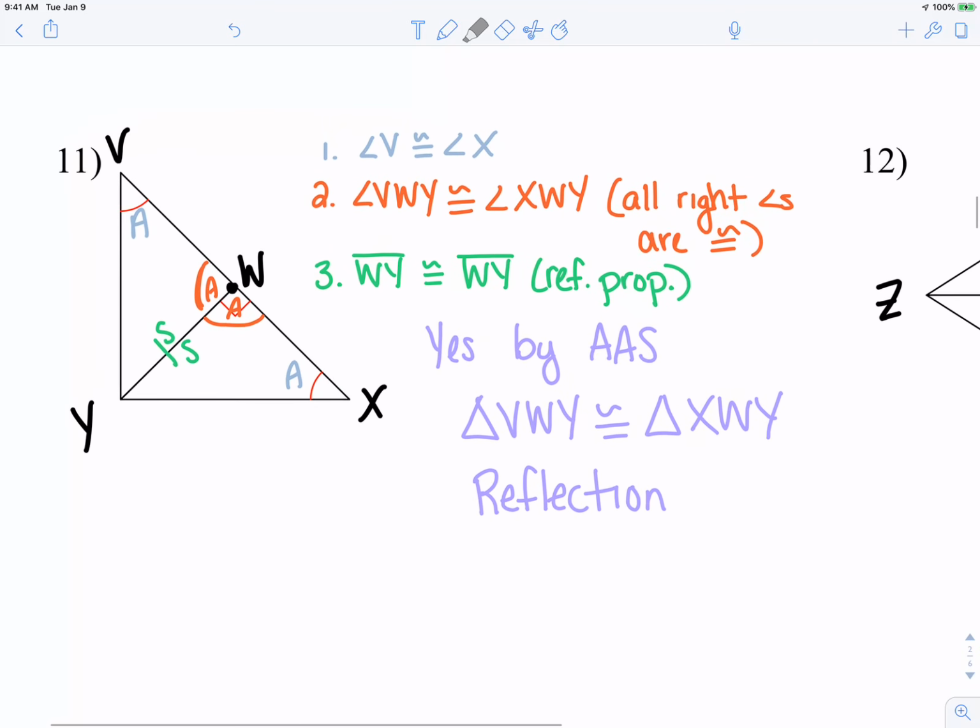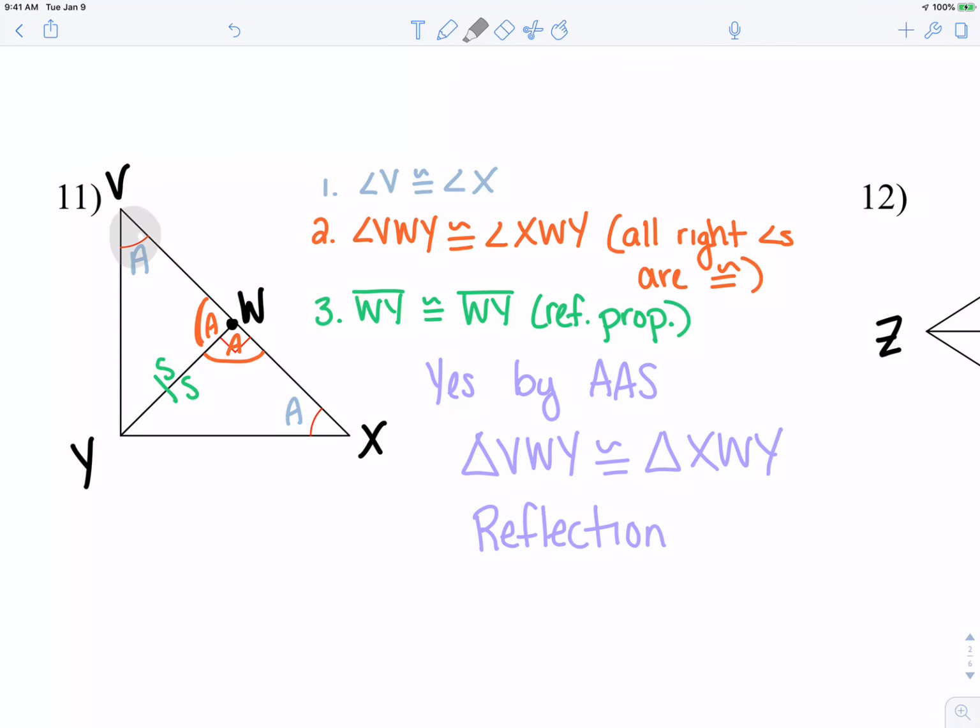Number 11, angles V and X, those two angles are congruent. Then we have all right angles are congruent, so the angles at W are congruent. Then WY is congruent to itself by the reflexive property. So if we look at each triangle, we have angle, angle, side, angle, angle, side. So VWY is congruent to XWY, and that's a reflection.